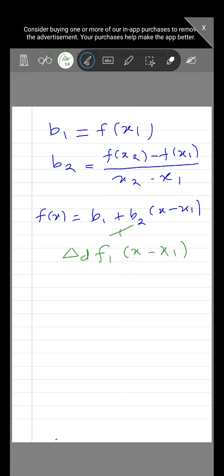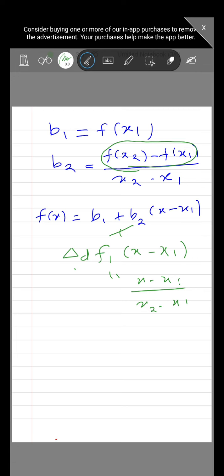Now this is actually the difference f(x2) minus f(x1), and this function b2, this function f1, is actually represented by 1 by x2 minus x1. So if it is (x minus x1), it means it is x minus x1 divided by x2 minus x1. This is what it means.